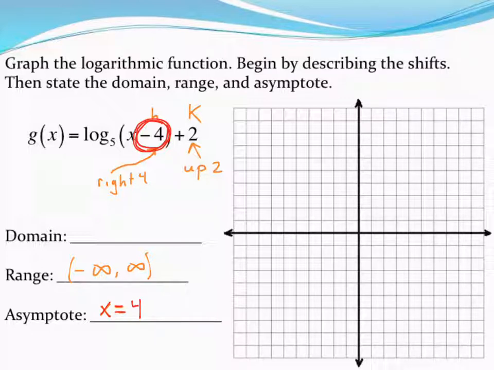So let me actually go ahead and get that drawn in, 1, 2, 3, 4. So I'll have this dashed line where my graph will get really, really close to that, but it will never touch it or cross it, kind of like a wall stopping where my graph can go.